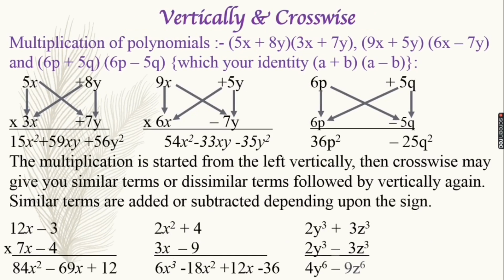Let's have multiplications of 5x plus 8y into 3x plus 7y, 9x plus 5y into 6x minus 7y, and 6p plus 5 cube into 6p minus 5 cube, which is an identity you must be knowing: a plus b into a minus b is equal to a square minus b square. So here we see how we do it with Vedic math, multiplying vertically and crosswise.